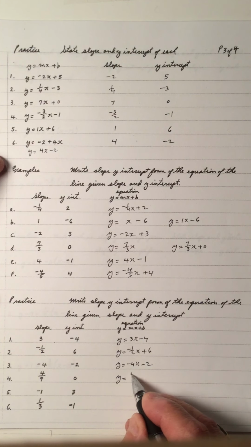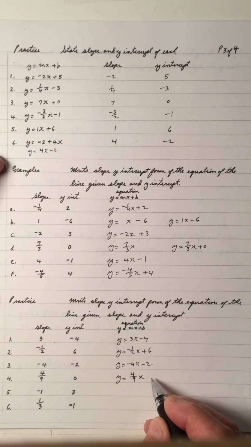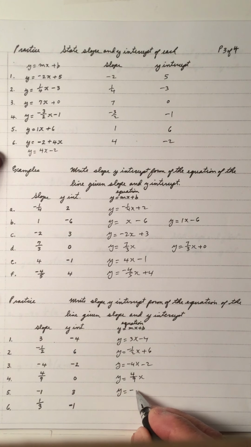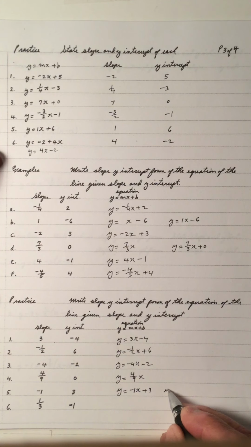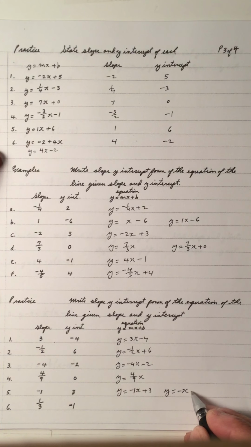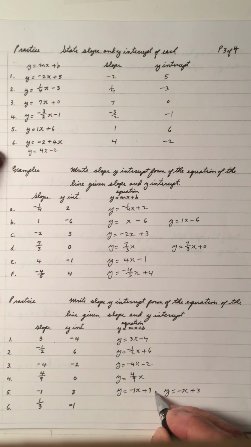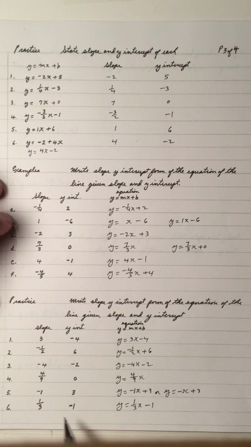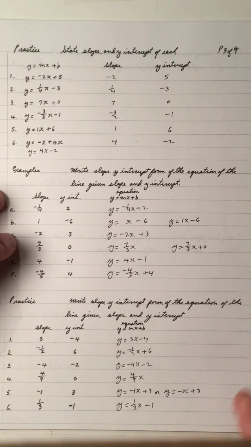Y equals 4/9x plus 0, we can leave it to 0. Y equals negative 1x or negative x plus 3. So I could put a 1, negative 1x plus 3, but again, that's understood to be just negative x plus 3. So either or, the 1 you won't see there. So normally you'll see y equals negative x plus 3. And y equals 1/3 x minus 1. Slope, y-intercept forms. There's the slope, that's the y-intercept.